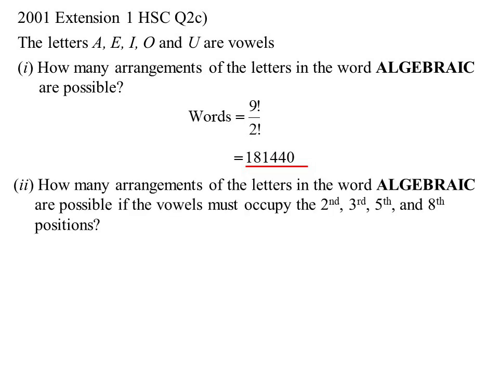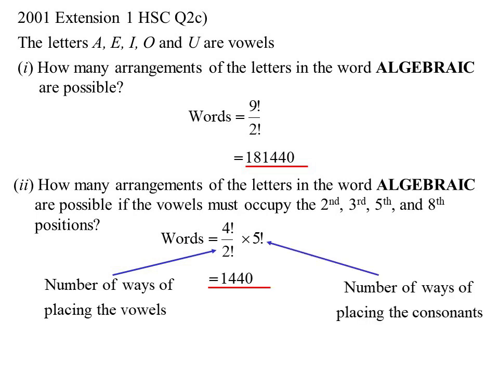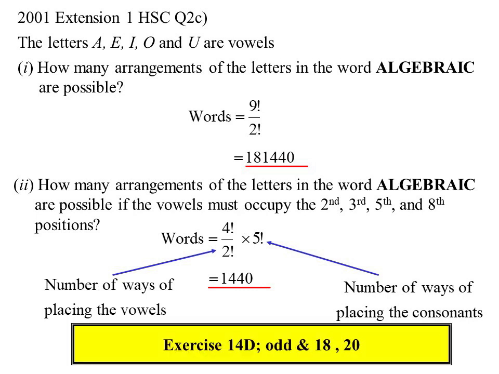Well, how many are possible if the vowels have to occupy the 2nd, the 3rd, the 5th, and the 8th positions? So look after those conditions first. Let's place the vowels. There are 4 of them. 2 of them are the same. So 4 factorial over 2 factorial. Right, they're in their spot. Now go arrange the other letters. There are 5 other letters, 5 factorial. And we get our answer, 1440. Okay, shall do us, 14D.